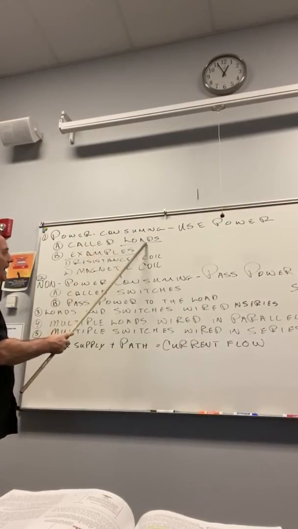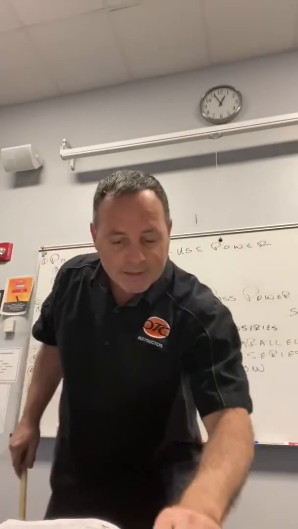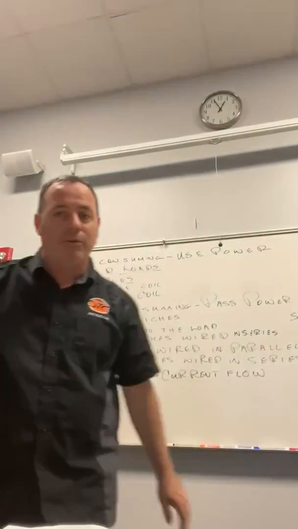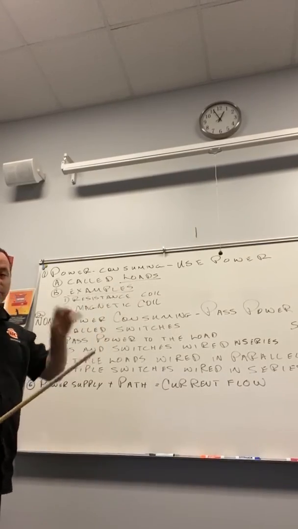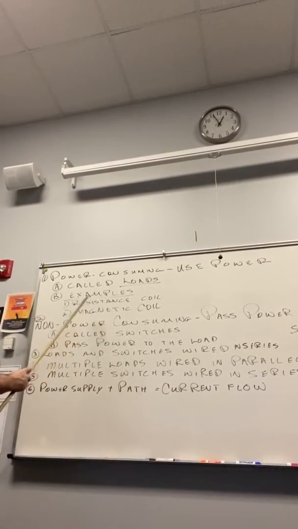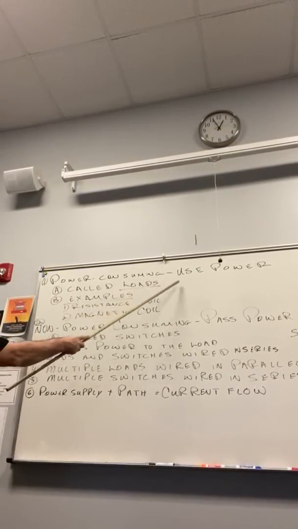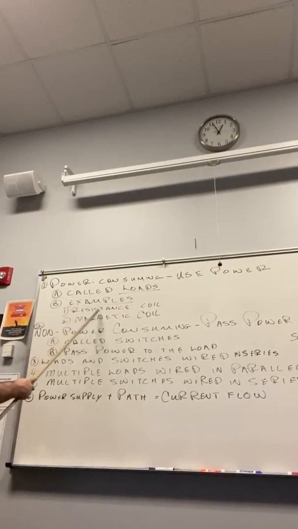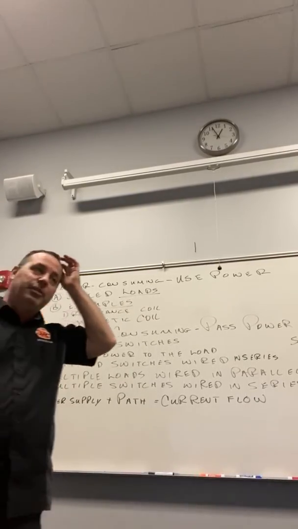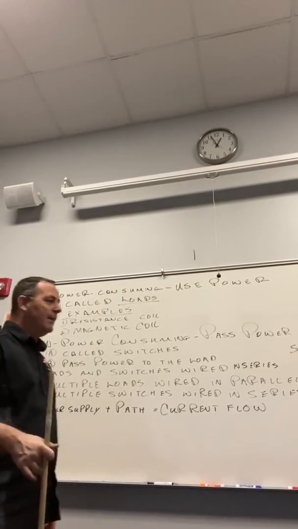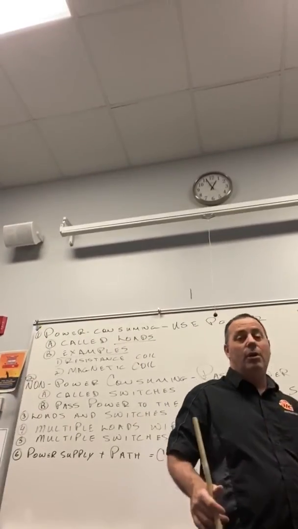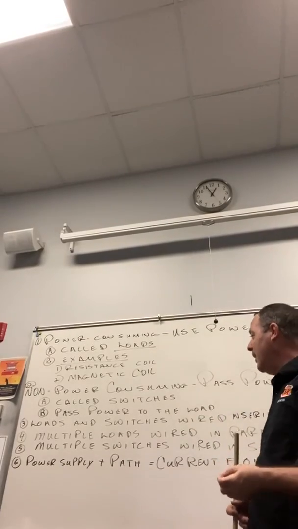It's called a load. All right, if you're taking notes and you want to write what's in your book right there, that's in your book. It's called loads. It uses power. Some examples are a resistance coil, like a strip heater, or a magnetic coil, like a solenoid coil, a coil and a contactor relay.